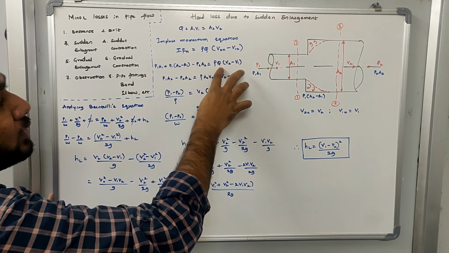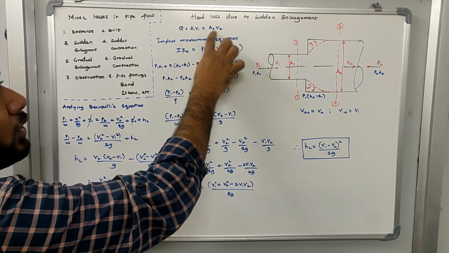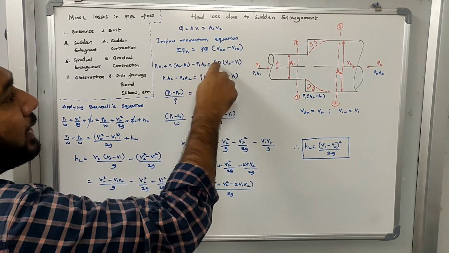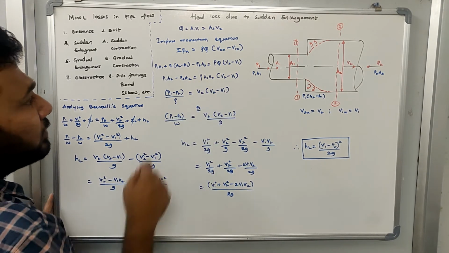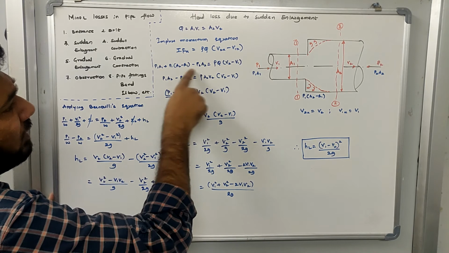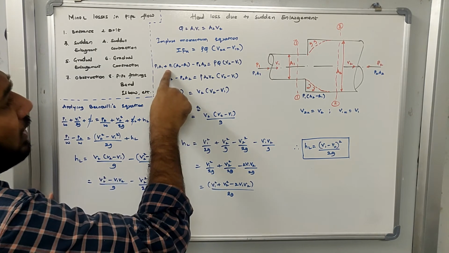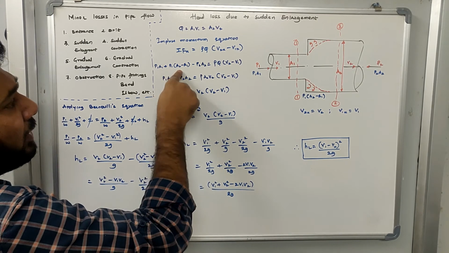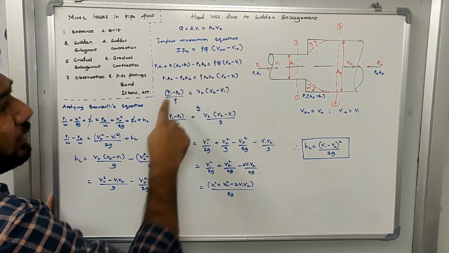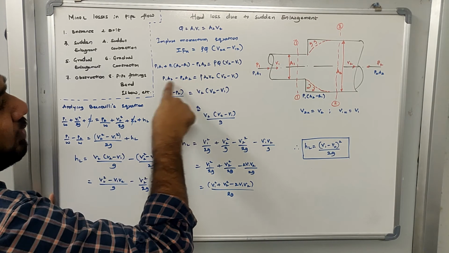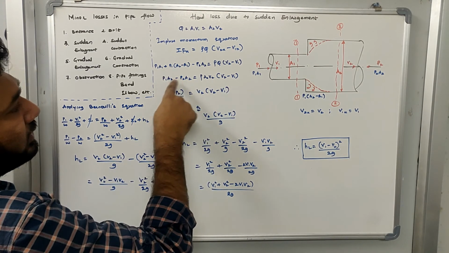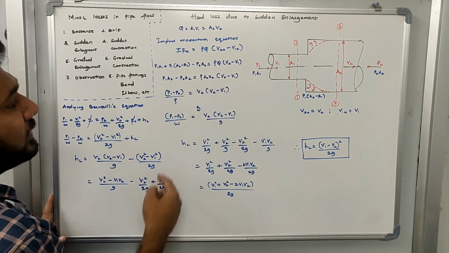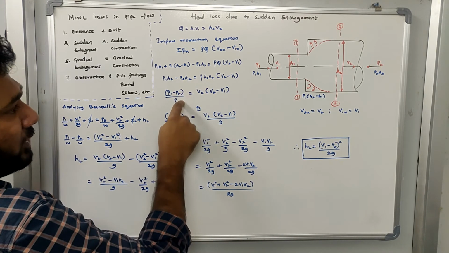We know Q is equal to either A1 V1 or A2 V2, but I will take A2 V2. Let me substitute Q as A2 V2. Now if you simplify this, minus P1 A1 and plus P1 A1 will get cancelled. What is left over is P1 A2 minus P2 A2. From this equation we can see that A2 is common, so we can cancel out A2 from the left and right side. So what is left over is this much.